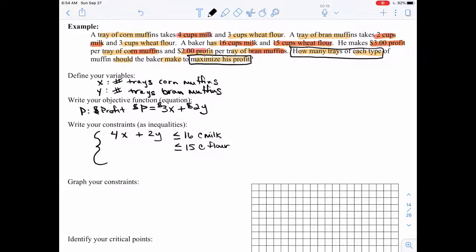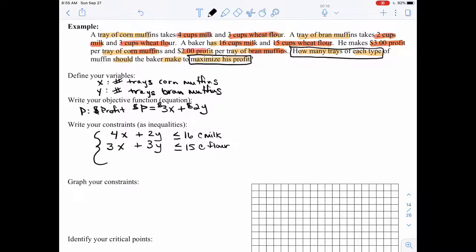Now we will go back and look for our flour. We need 3 cups of flour for our corn muffins and 3 cups, the same amount, of flour for our bran muffins. So 3 cups of flour for our corn muffins and 3 cups of flour for our bran muffins. 3x plus 3y has to be less than or equal to 15 cups of flour.